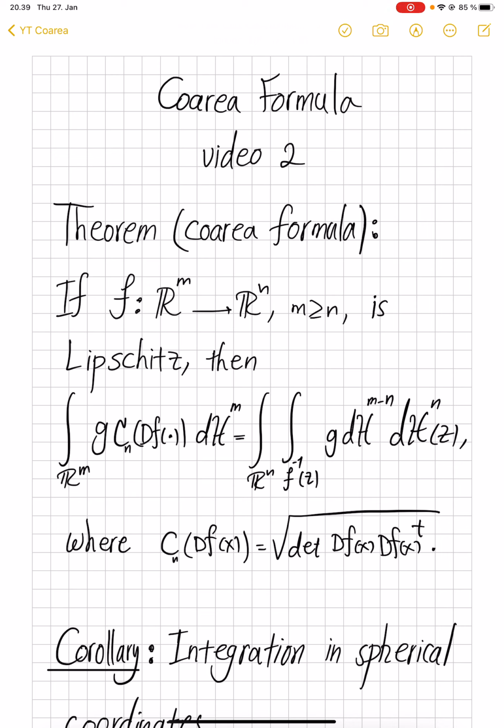If you have a Lipschitz function from a larger Euclidean space into a smaller one, then you can integrate any compactly supported continuous function, say, for simplicity, on Rm by first integrating over fibers of the map F, modulo this correcting factor, which is a kind of Jacobian, Cn dfx. And also the differentiability of f is given by Rademacher's theorem.